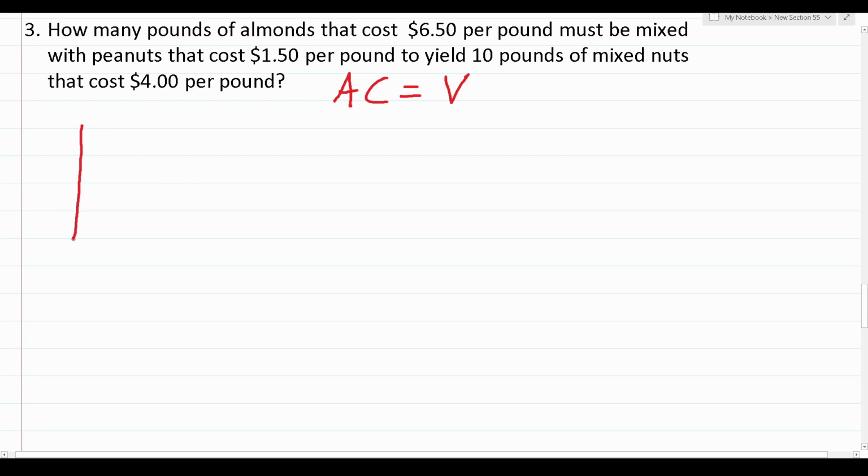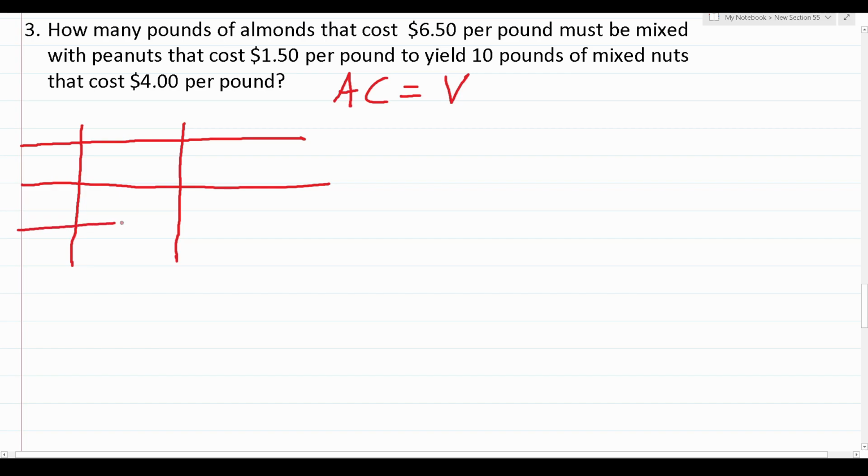And we're going to need 3 rows and 3 columns here. So let's set that up. There's 1 row, 2 rows, and 3 rows. And again, we want to label this accordingly. Amount times cost equals value. All right, let's go ahead and reread this problem and fill it in accordingly.